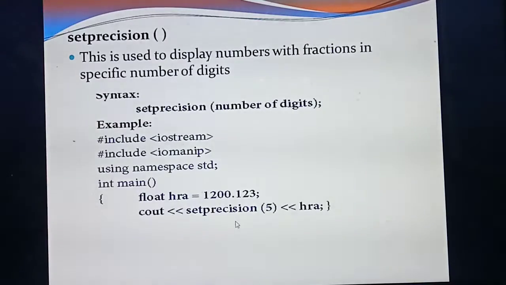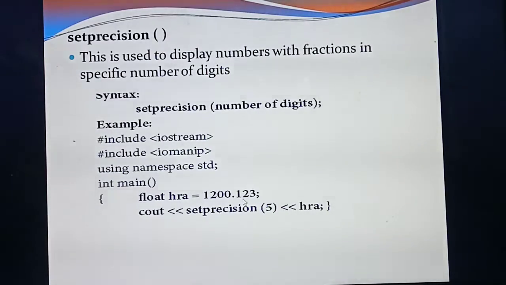Next, listen. For the output screen, which variable are you going to give this setprecision to? You have already declared a variable called HRA, so you are calling the variable HRA. Okay, in the output, say the answer. What answer will you get? Setprecision of 5, so totally only 5 digits you can expect in the output. How many digits are there in the number? Total 1, 2, 3, 4, 5, 6, 7. But you are giving setprecision of 5, so in the output how many digits will display? Only 5 digits.